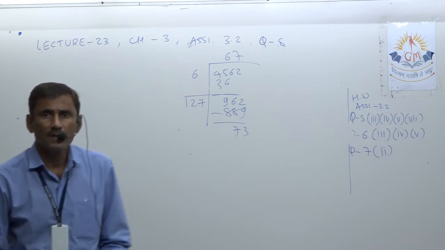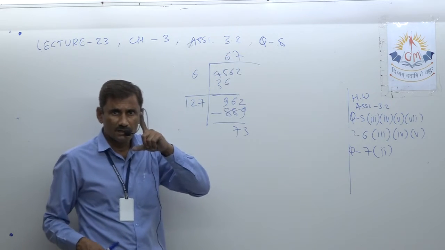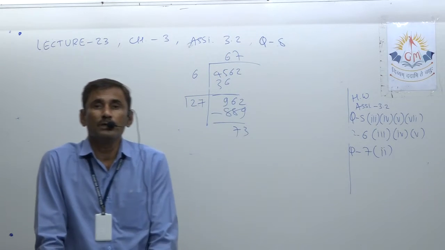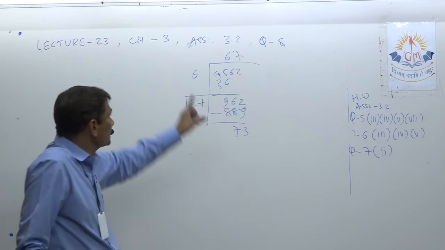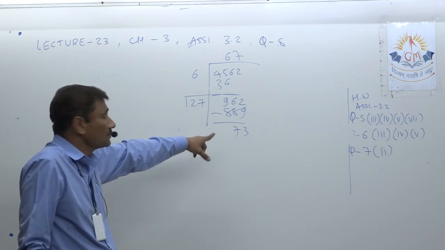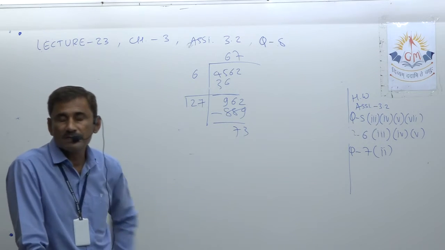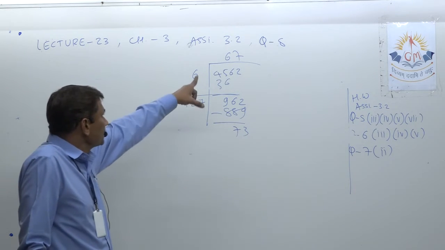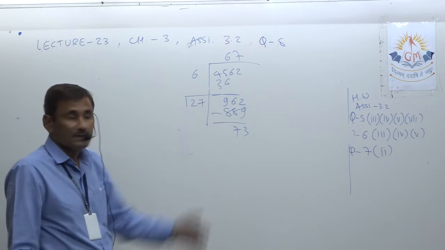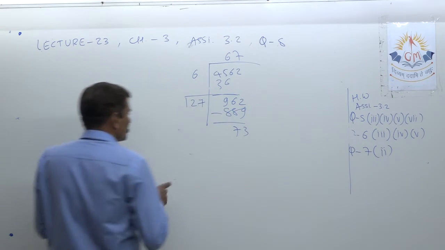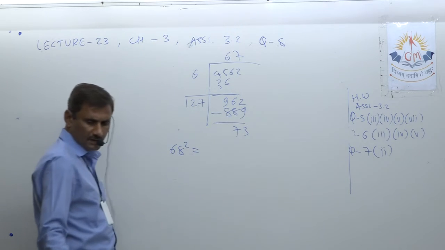Understood? So now what will be the next number? The next number will be 68. I want to reach 68 square, because something should be added and we have to reach the next number's square. So first of all I count where it is. So I am writing here 68 square. How much? Let's count it.